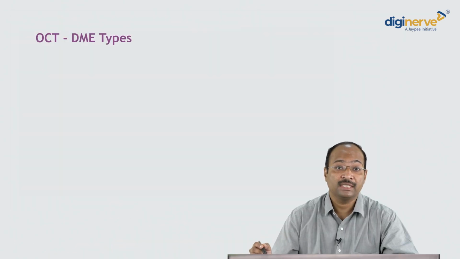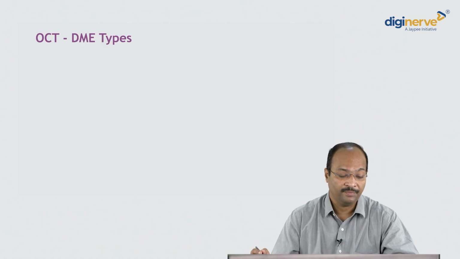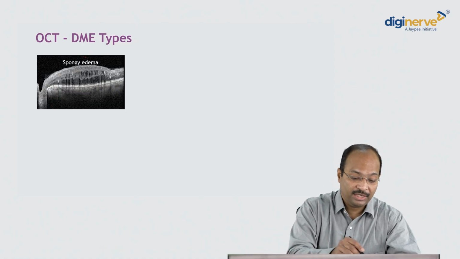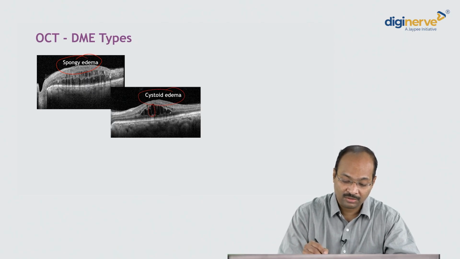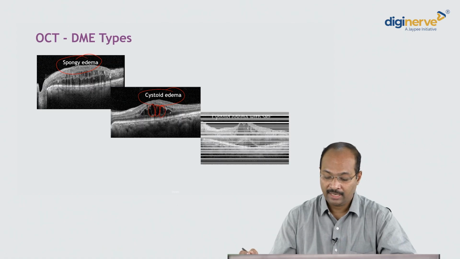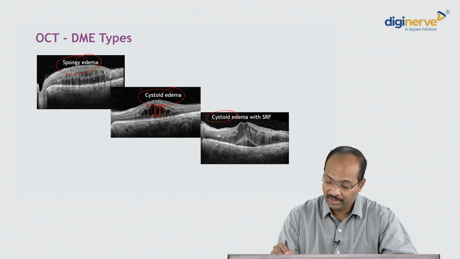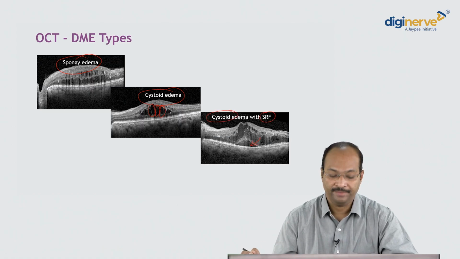DME can also have different morphological types based on the OCT. You can have a spongy edema, you can have a cystoid edema where you have these cystoid spaces abounding, and you can have cystoid edema with subretinal fluid.